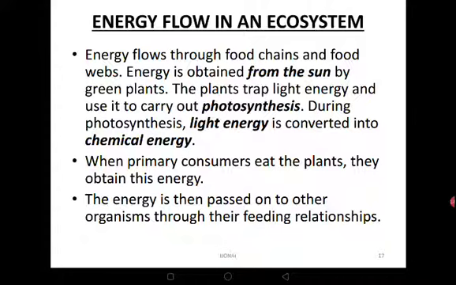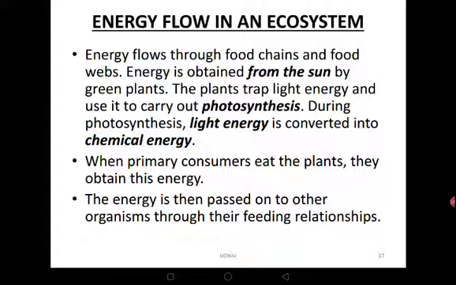So during photosynthesis, light energy is converted into chemical energy. The process of photosynthesis is, if not the most important, one of the most important life processes in ecosystems. It's a very important process. It's the only process that is able to fix, to change the light energy into chemical energy, into usable energy. So it's the green plants, the producers, that do that. So when primary consumers eat the plants, they obtain this energy now, the chemical energy.